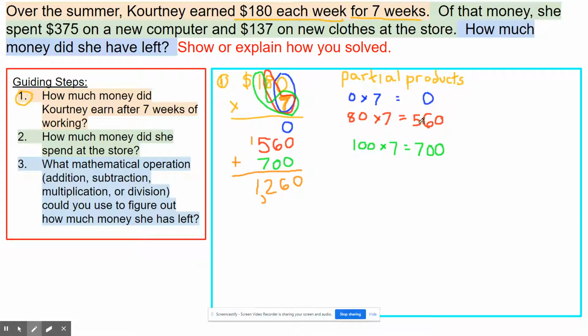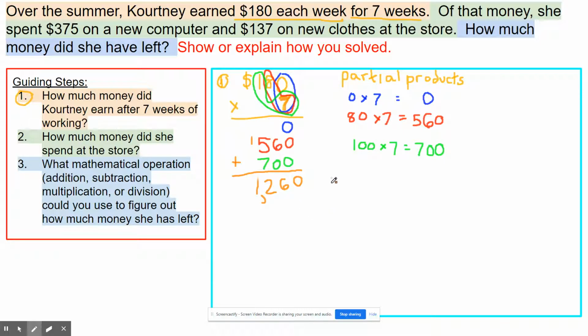So that's my red number, matching those up, right? And then I go next on to my hundreds place, right? So I need to multiply 7 by 100 because there is a 1 in my hundreds place in my orange number, which is the amount of money Courtney earned each week, right? So that gives me a total or a product of 700, 100 times 7, right? So that's my green number, matches all up. And then I need to add up all 3 of my partial products, right? So 0 plus 560 plus 700 gives me a total of 1,260.